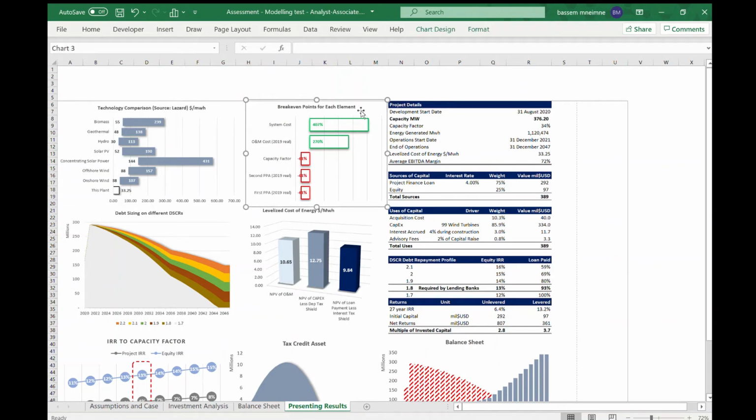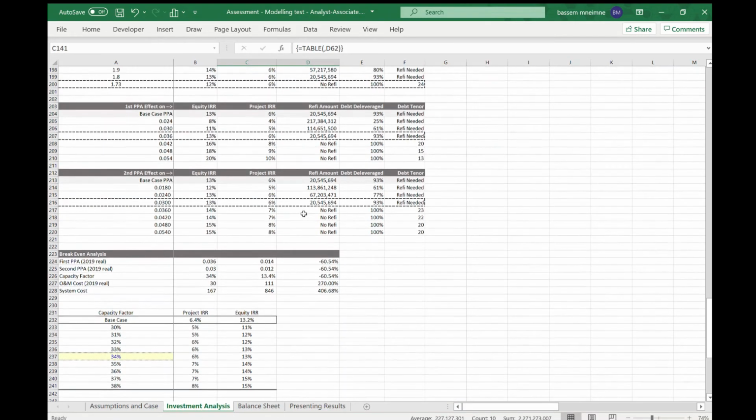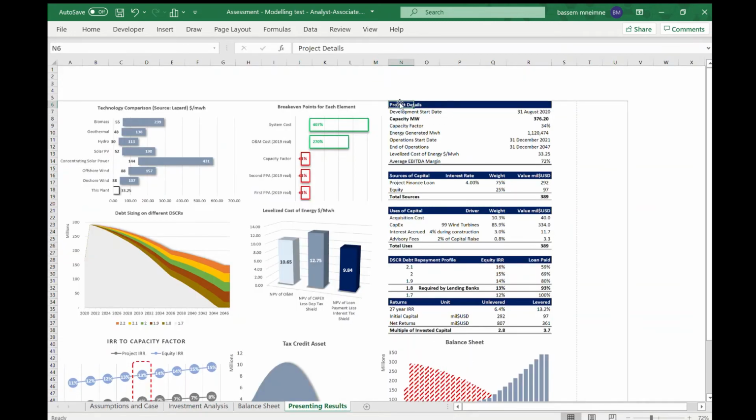It's nice to represent the break-even chart rather than have it in a table format because it's just a better representation of what the data is. It's also good to have an executive summary that includes all the information: the development start date, the capacity factor, the energy generated every year, the average EBITDA of the project, the levelized cost of energy, and a small table of the sources of capital and the uses of capital. And this number needs to be equal to this number.